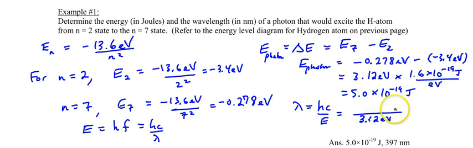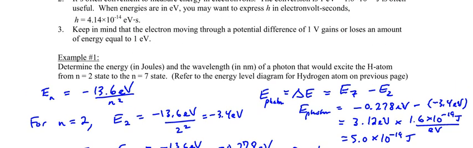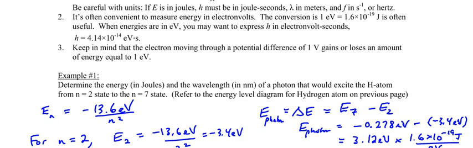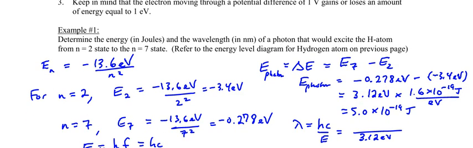Now, for hc, you need to pick the right value. If you look above the notes, remember, there's a lot of ways that you can use for hc. And take a look at the different values. You could use h as this in electron volt seconds. There is even one in your formula sheet for hc. And I believe it is, let me just take a look over here, 1.24 times 10 to the power of 3 electron volts times nanometers.